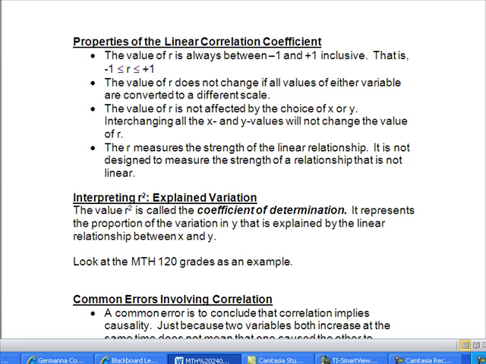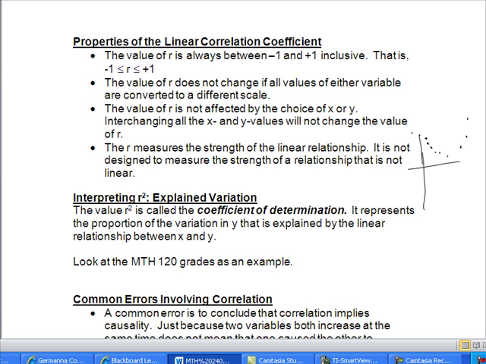Let me comment here, it's possible when you're looking at data to have something that comes out looking like it might be quadratic. For example, here we see the shape of a parabola. We could also have one that's exponential and so forth. So linear is not the only type of correlation. It's the only one we're studying, but there are other types of correlation.